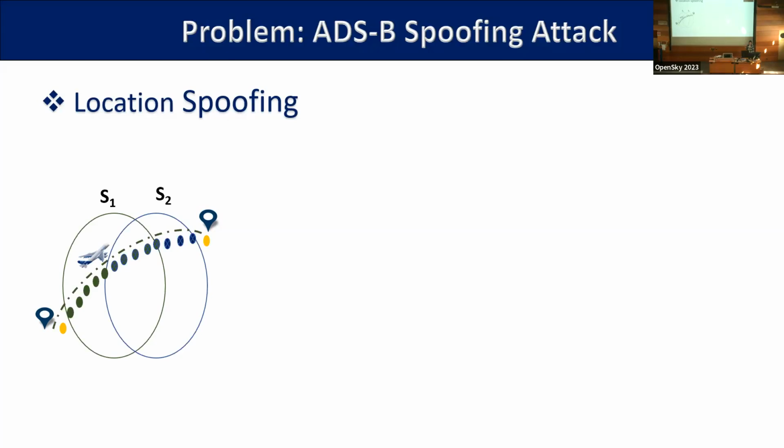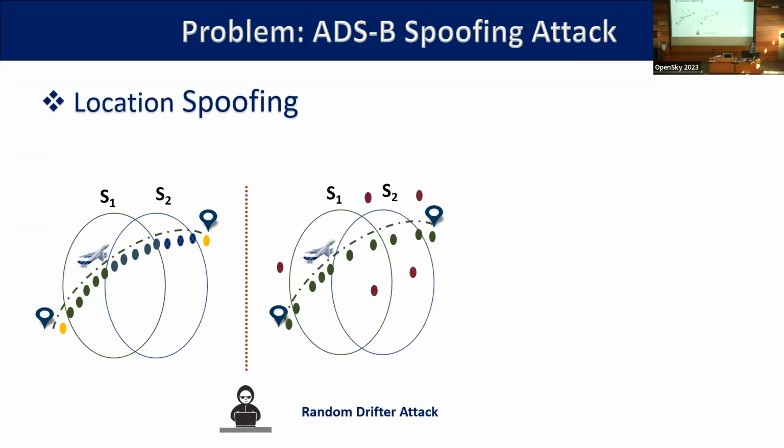But the problem is, if we have an attacker who would like to spoof or change the location information inside the ADS-B message, because the main feature of ADS-B messages is that they are broadcast in plain text, so there is no encryption or decryption. So we have 2 types of attacks. The first one is a random drifter attacker. This attacker doesn't know anything about our methodology. He would like just to spoof the location in a random way. So he just puts the red dots here to spoof the location.